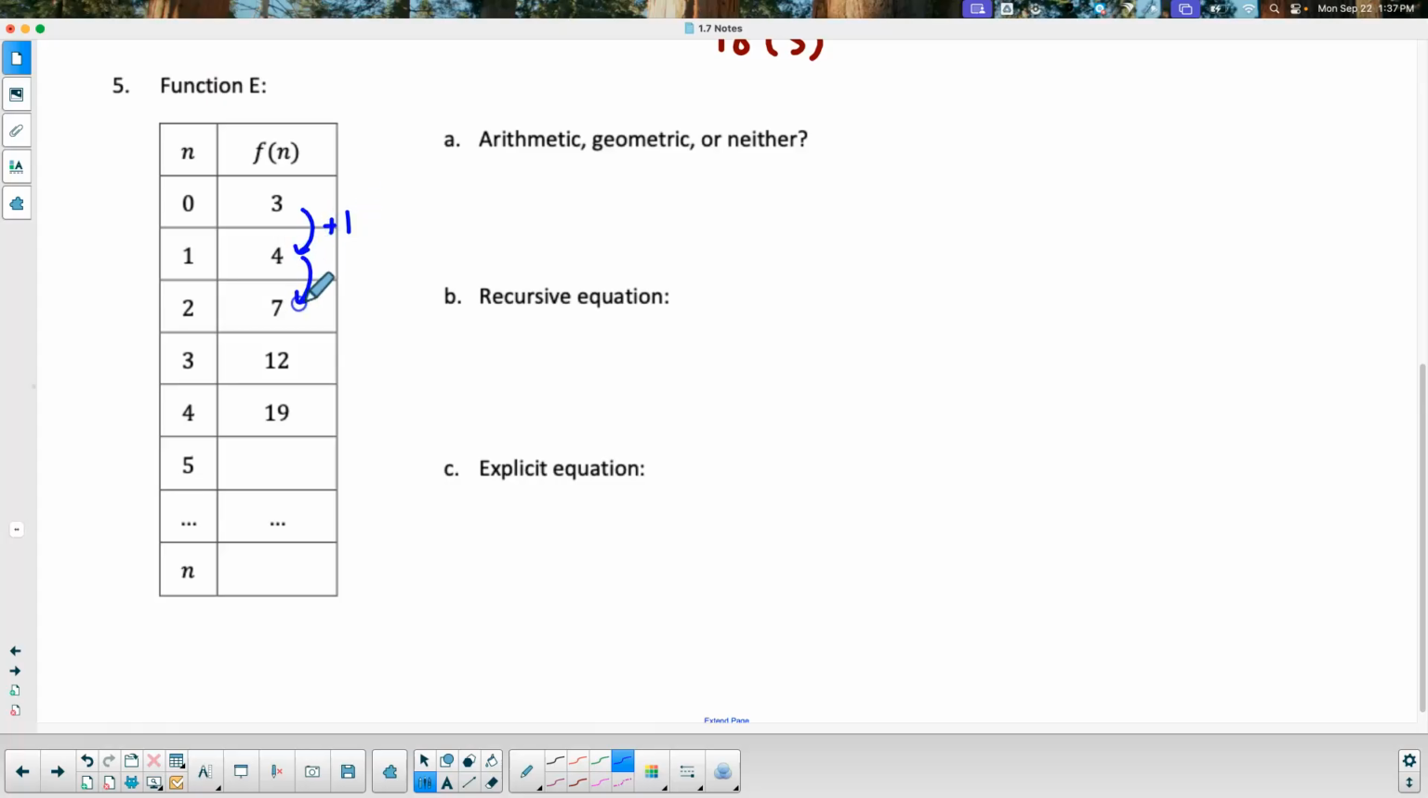Add 1. Add 3. Add 5. So, nah, right? No. Okay. Multiply by 4/3. Multiply by 7/4. So that's not geometric either, right? So if it's not arithmetic or if it's not geometric, then it's neither. Okay? So the recursive equation, what are we doing to get the next term?